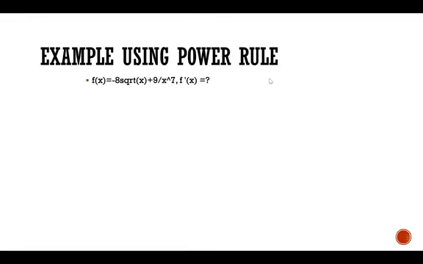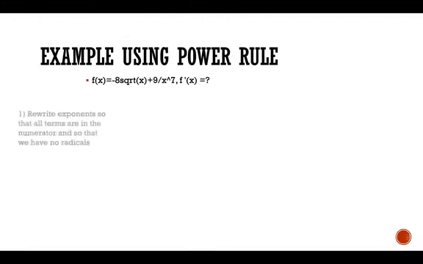Now let's just go through an example actually using the power rule. Okay, so for this equation, we have f of x is equal to negative 8 times the square root of x plus 9 divided by x to the 7th power. And we want to know what f prime of x is.